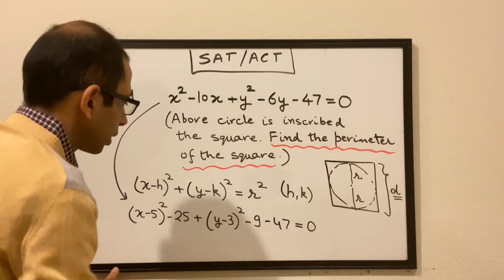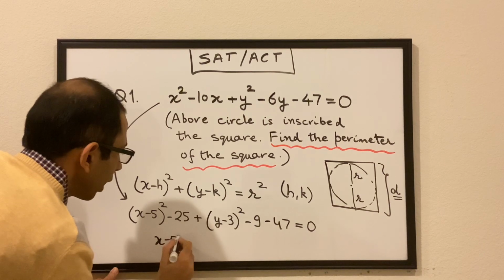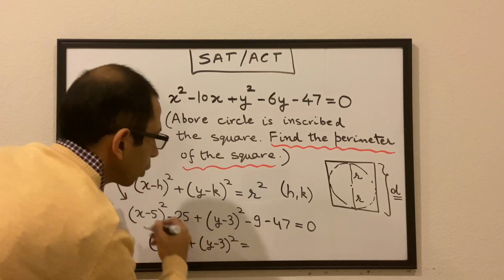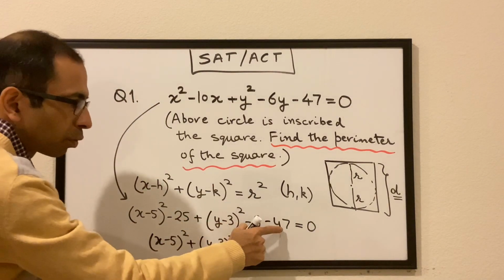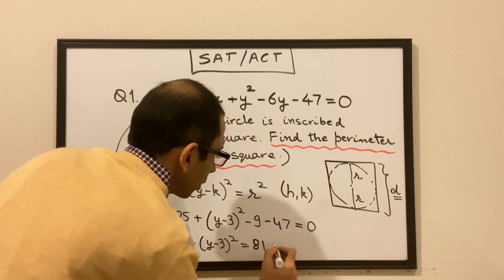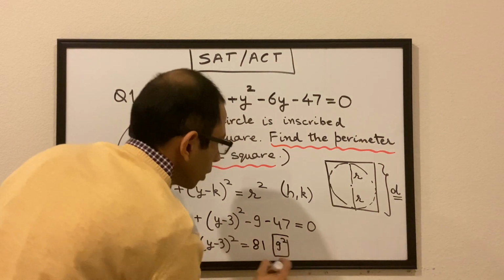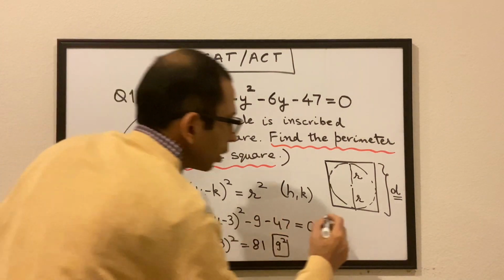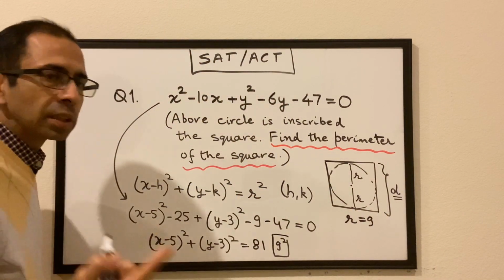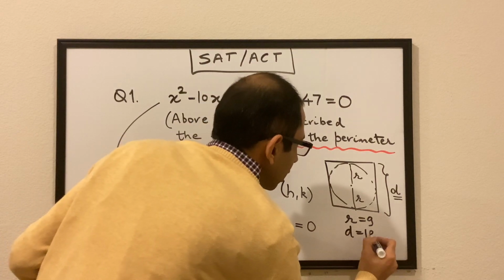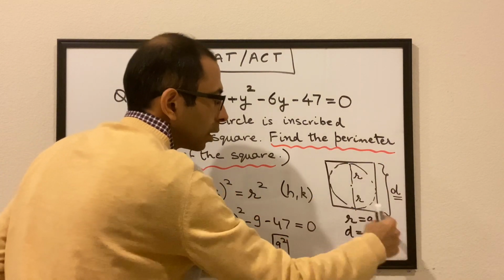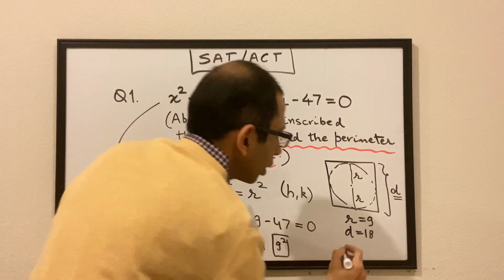I'll move all the numbers to the other side and I'll get (x minus 5) whole square plus (y minus 3) whole square is equal to 81. Minus 25 minus 9 minus 47 is minus 81. I bring it to the right side, I get 81, which is nothing but 9 square. So my radius is 9. If the radius is 9, the diameter will be twice of the radius, which is 18. So diameter would be 18, which is nothing but each side of the square. Now if each side of the square is 18, the perimeter of the square would be 18 times 4, which is 72.